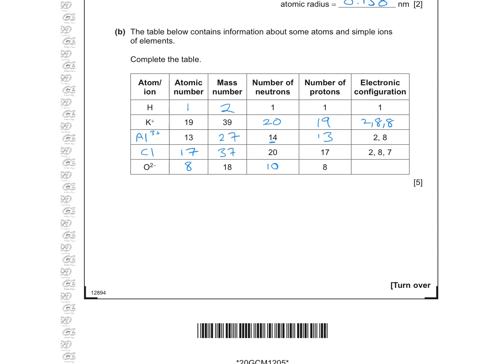Electron configuration. Again, don't be tempted just to write down 2, 6. So it's the same as the protons because it's 2 minus. An oxygen atom would be 2, 6. But because this is 2 minus, it means it has gained an extra 2 electrons. Therefore, this is going to be 2, 8.